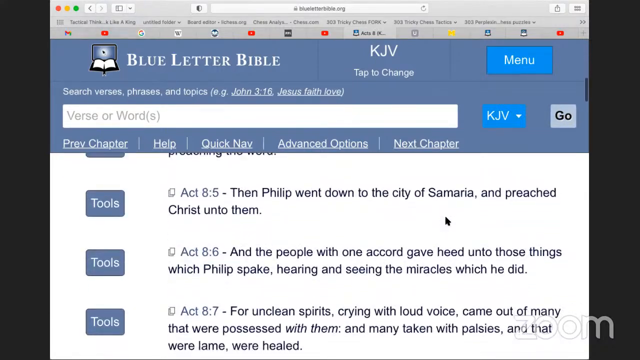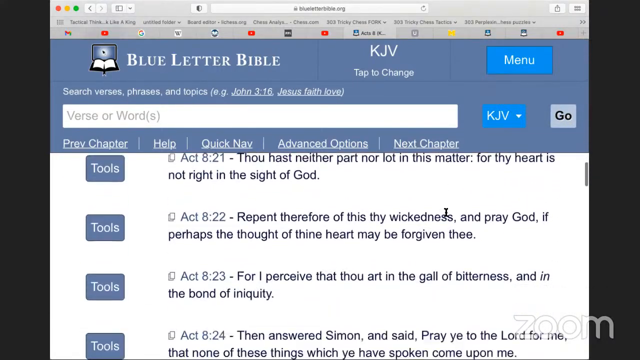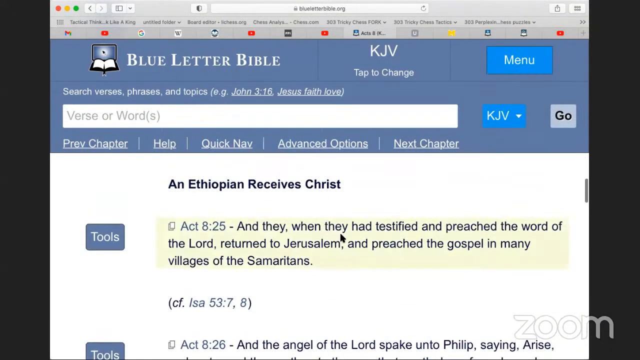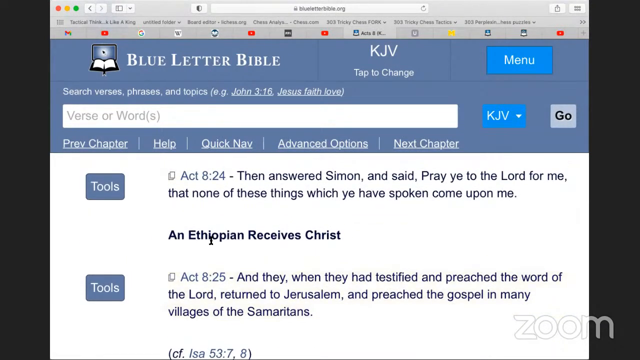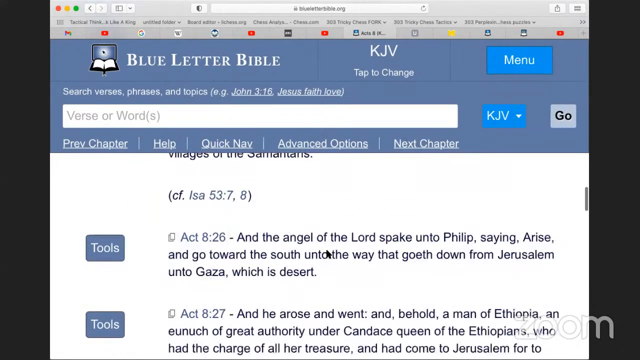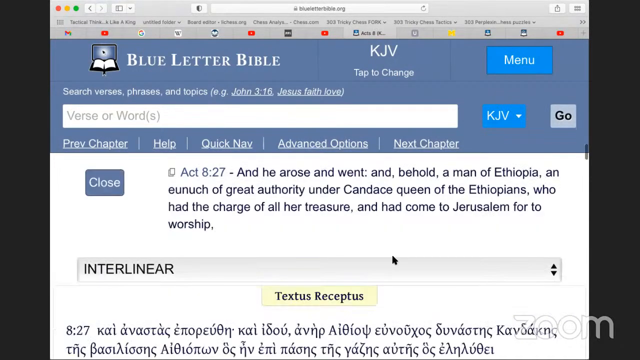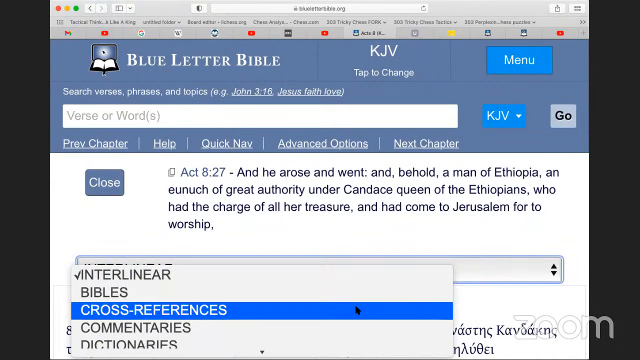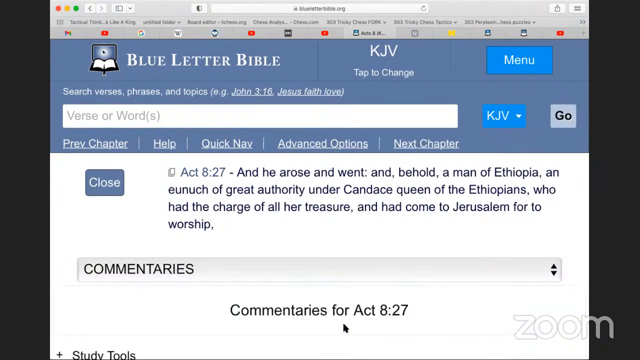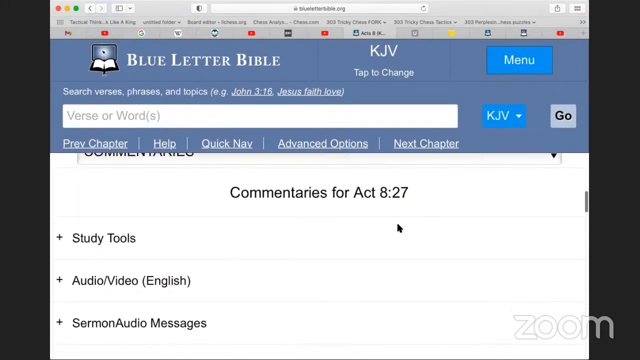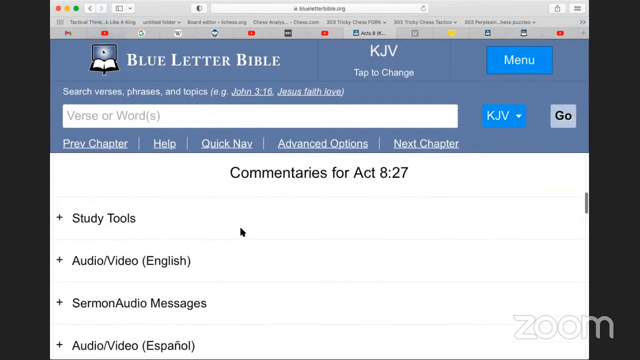Okay, so now we're gonna go to the Ethiopian eunuch where I had him going. Okay, so now it says, look at this. It says an Ethiopian received Christ. It doesn't say an Ethiopian Jew or an Ethiopian who's really a Jew. I mean, this is just bogus. Okay, so now I'm gonna click tools. I'm gonna go to commentaries. I should go to comical, right? I wish there was something for that. Because this is comical, man.